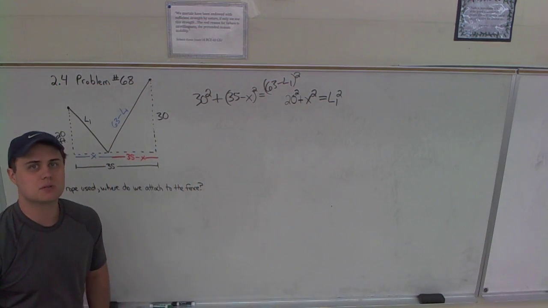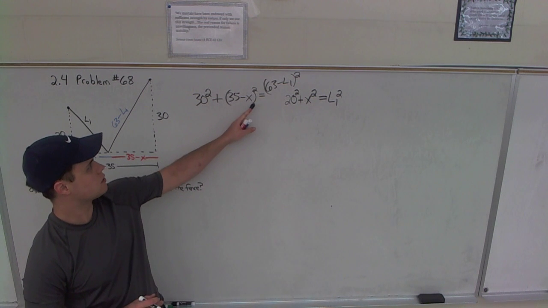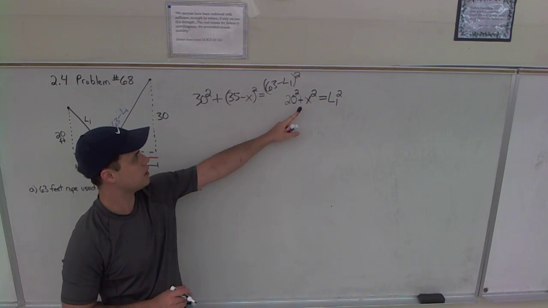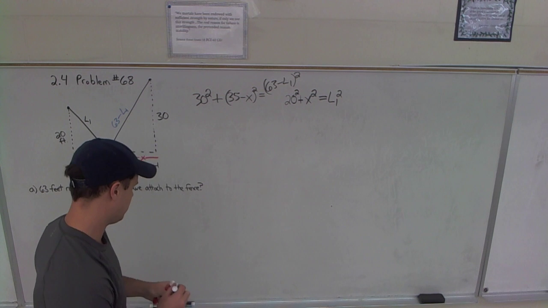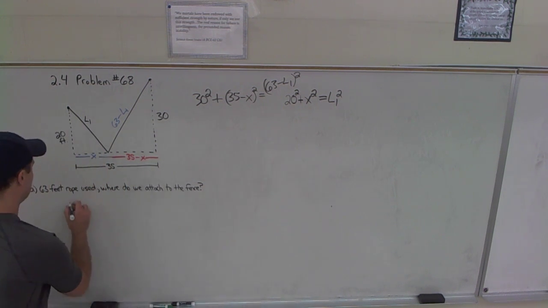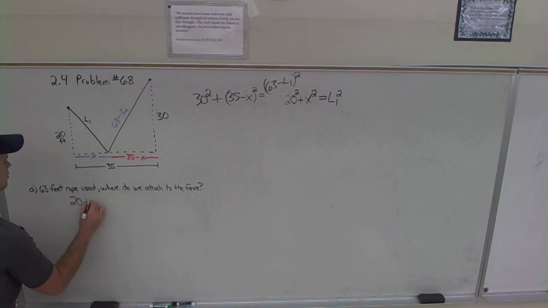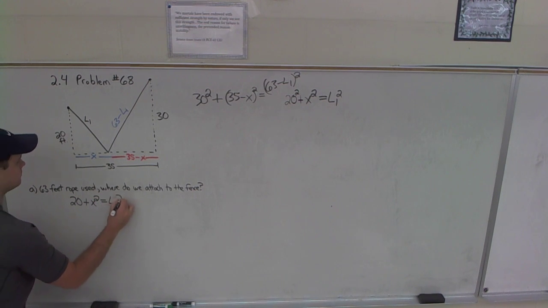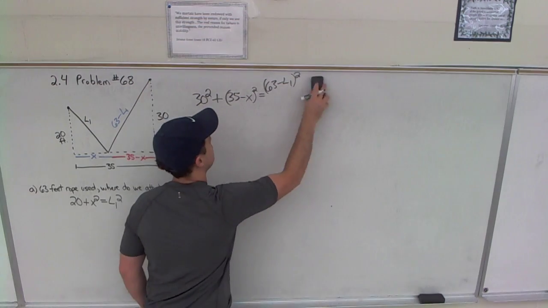So now we have a system of equations. This one has x and L1 as its variables. This one has x and L1 as its variables. Let me write this down here so that we can work with the bigger one. So there's our second equation. Let's clean this up a little bit.